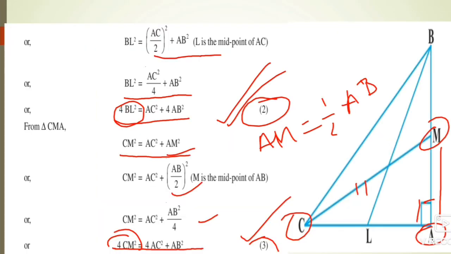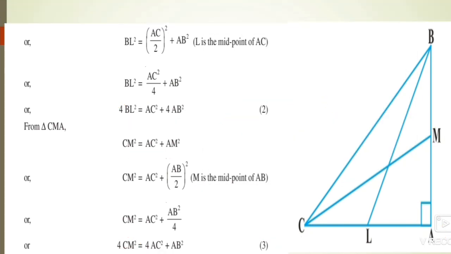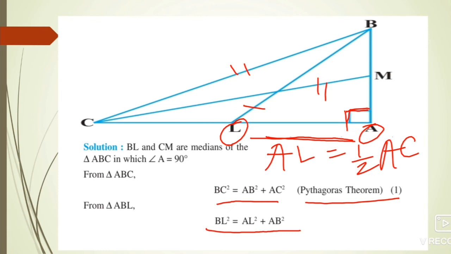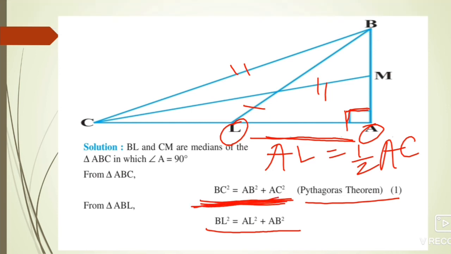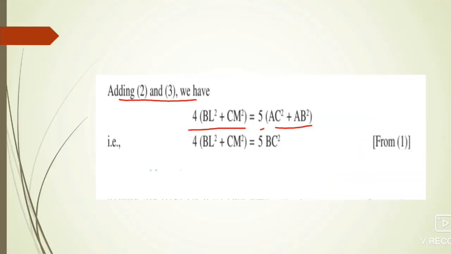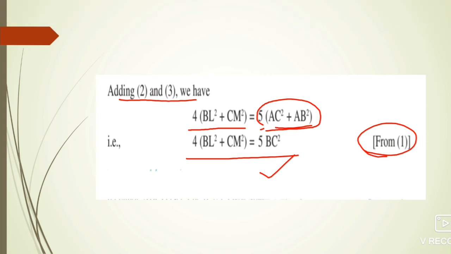Now in equation number 1, AC square plus AB square was given as BC square, right? So if you check this slide, the right hand side is becoming 5 into AC square plus AB square. So using equation number 1, you can say that 4 into BL square plus CM square is equal to 5 BC square. In this way you have to solve this example.